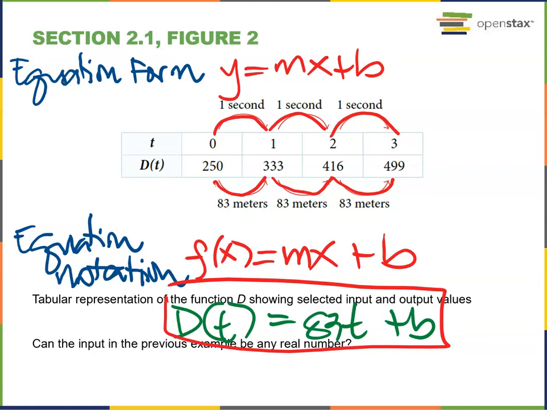Now the question is, can the input in the previous example be any real number? About this, d of t is equal to 83t plus b, where t is time. And our answer is no. The input represents time. So while non-negative rational and irrational numbers are possible, negative real numbers are not possible for this example. Do you agree? The input consists of non-negative real numbers.